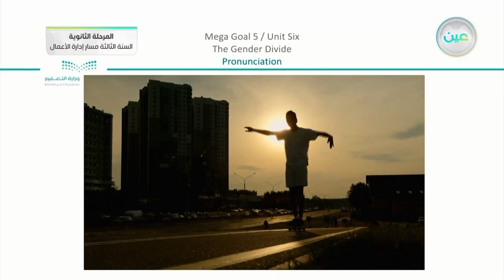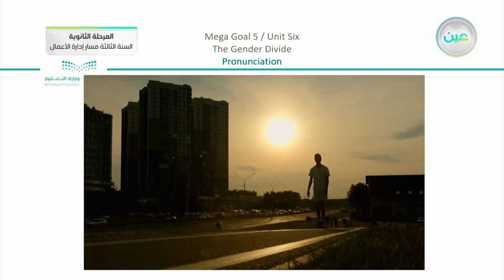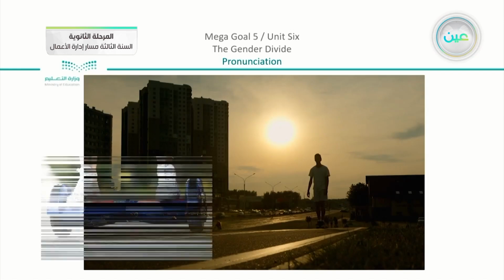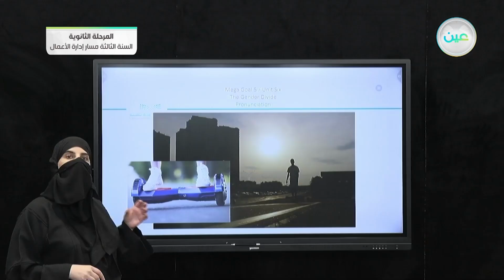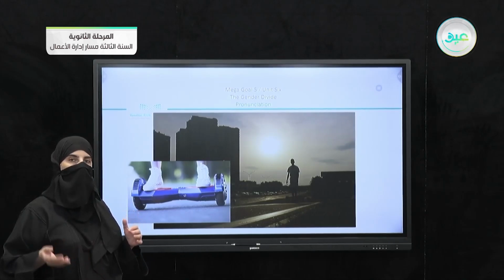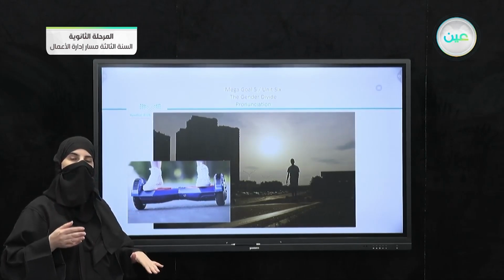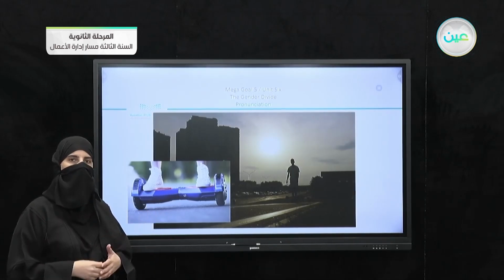Now here in this part, you can see this boy. He is skating, using this kind of board. When we see this kind of board, you can see that you need balance. Sometimes this balance can go high, it can go low. Either way, it totally gives you something very different.